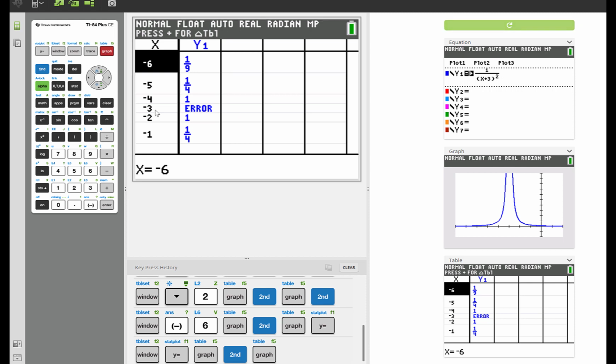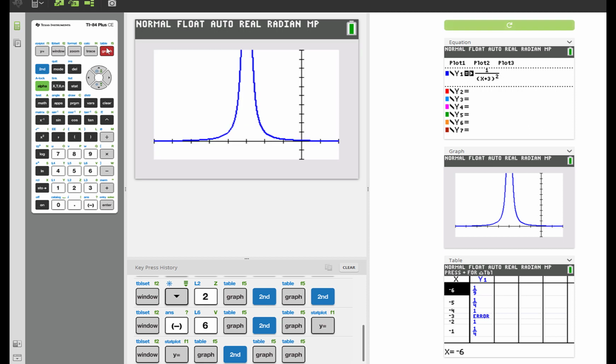And if I were to go to the table of values, look what happens. At x equal to -3, it says, why? Error. That's because there can be no y value at x equal to -3 because the function is undefined at that value. That's why we have a vertical asymptote there at that value.